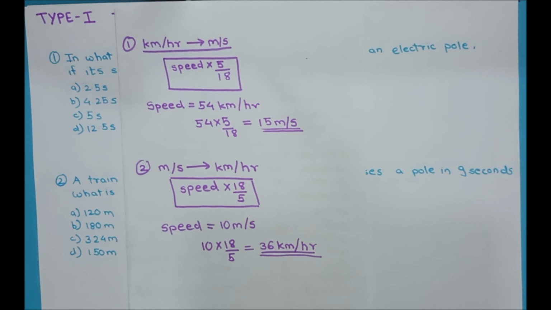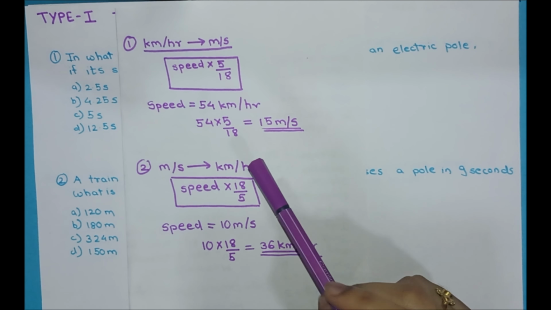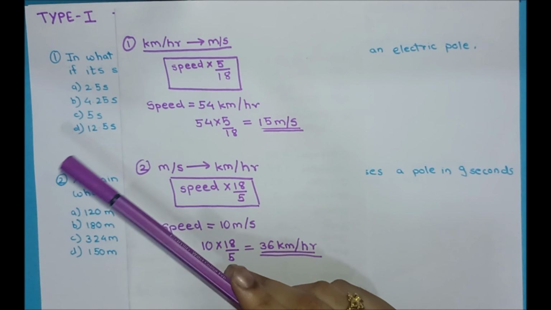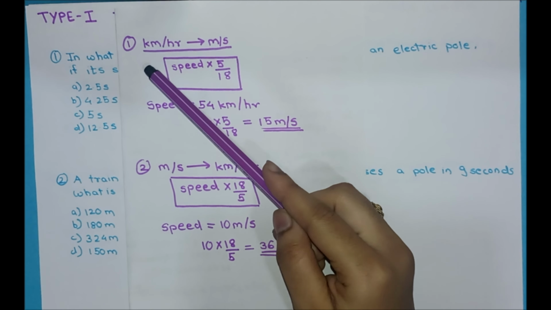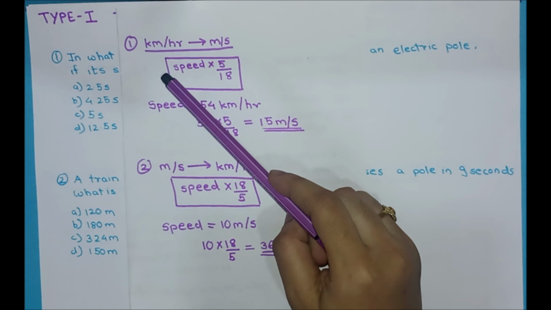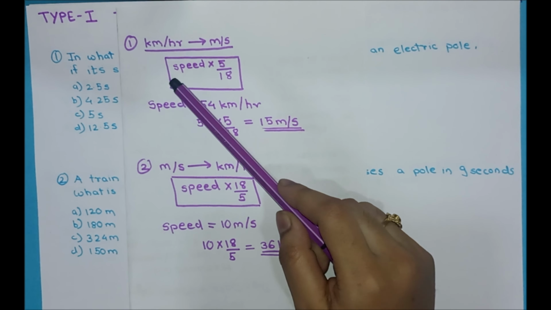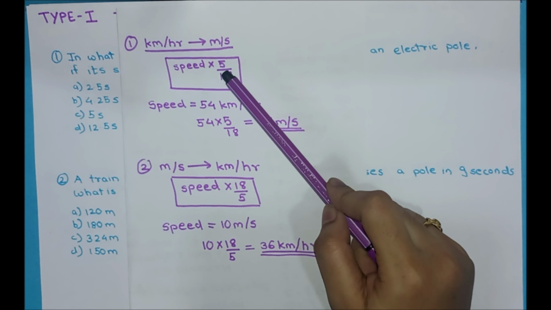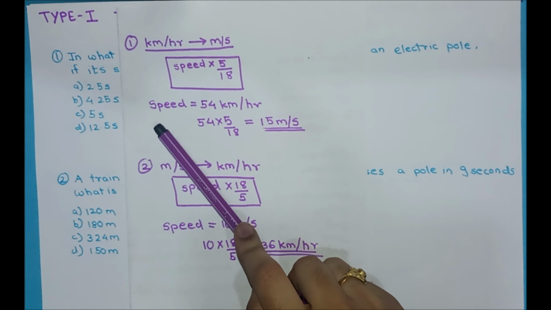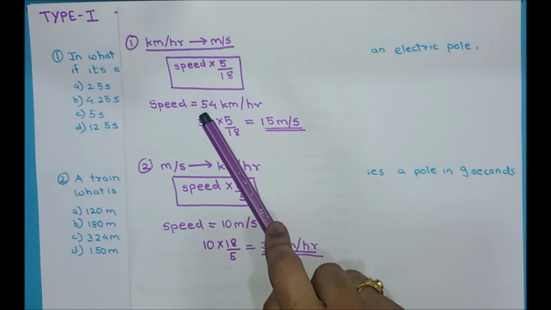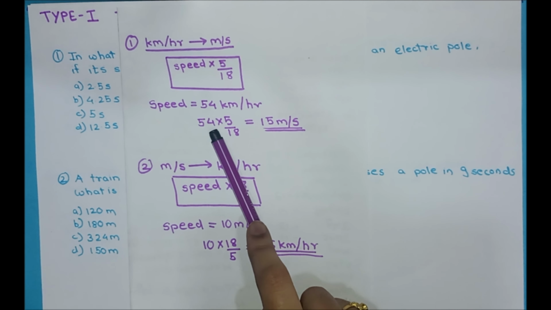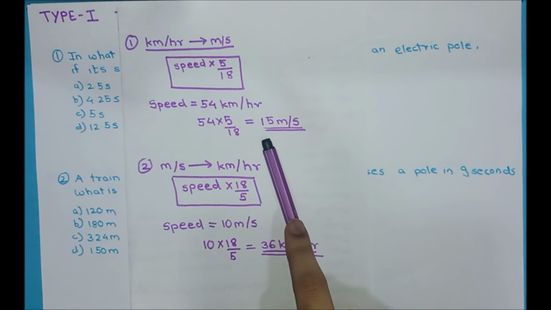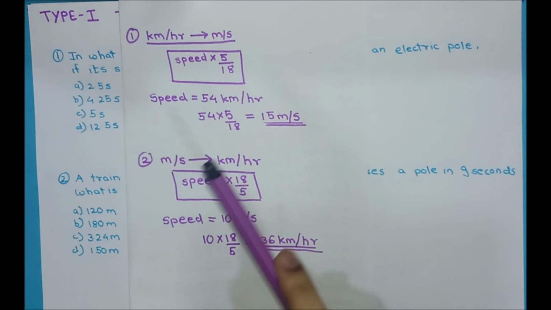easily. Let's begin. Before starting with the actual questions, here's a small topic to be discussed, which is unit conversion. If you are given the speed in kilometer per hour and you have to convert it into meter per second, just multiply the given speed by 5 by 18. So suppose you have been given the speed as 54 kilometer per hour. We write it as 54 into 5 by 18 and the answer would be 15 meter per second.